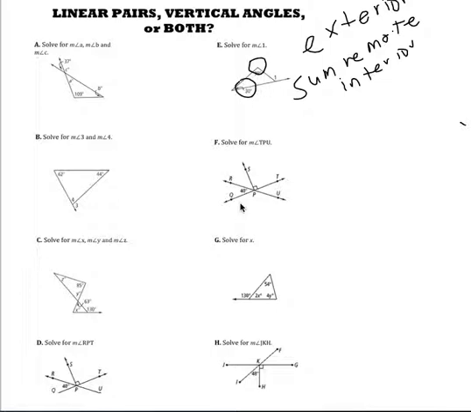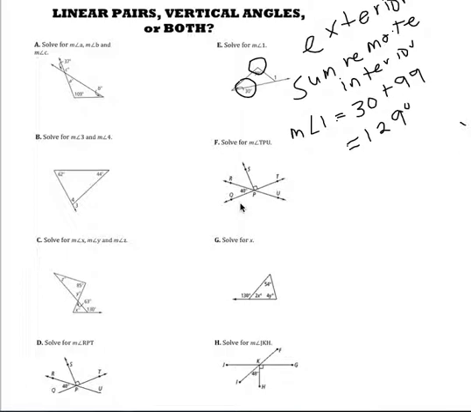So what we would do to find the measure of angle 1 is add 30 plus 99, and we get that the measure of angle 1 is 129 degrees.